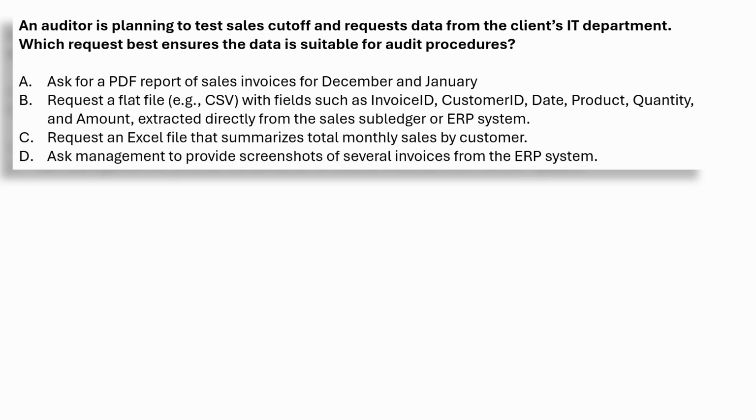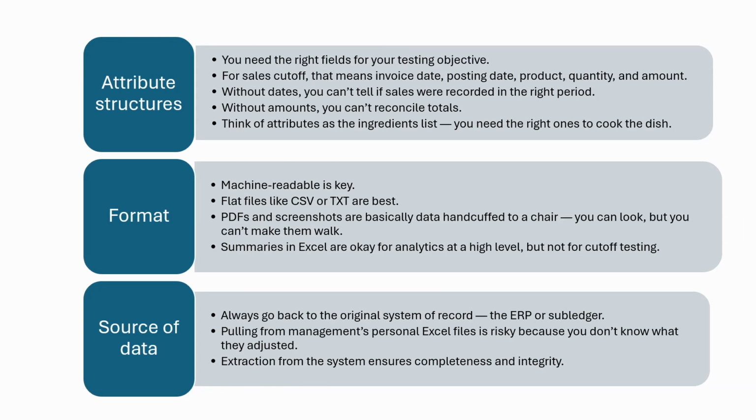Now, let's connect this to the exam task, determining attribute structures, format, and sources of data when making a data extraction request. When you request audit data, 3 things matter. Attribute structures. You need the right fields for your testing objective. For sales cutoff, that means invoice date, posting date, product, quantity, and amount. Without dates, you can't tell if sales were recorded in the right period. Without amounts, you can't reconcile totals. Think of attributes as the ingredients list. You need the right ones to cook the dish.